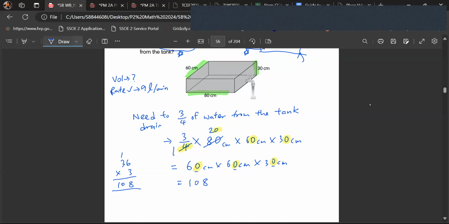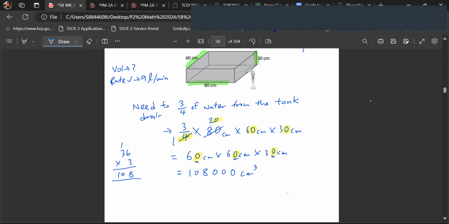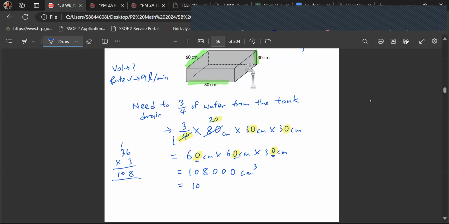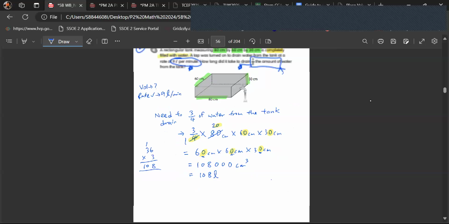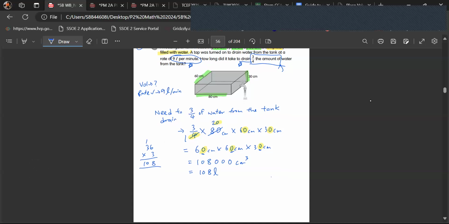Okay. 1, 2, 3. Cubic centimeter. 60 times 30. So it's the same as 6 times 6 times 3 times 1,000. 100,000. So 108,000 cubic centimeters, which I convert to 108 liters. Then from here, I got the rate.